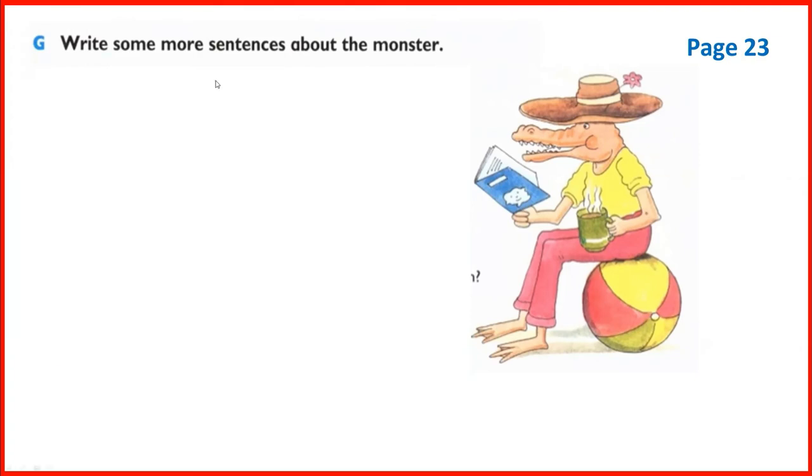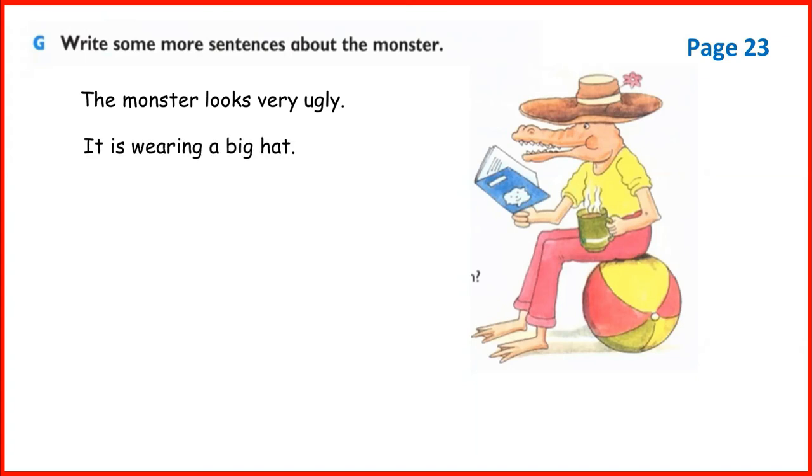Question G, write some more sentences about the monster. Now you have to write your own sentences about the monster. You can write the monster looks very ugly. Yes, it's very ugly. So you can write the monster looks very ugly. It is wearing a big hat. Yes, you can see here it's wearing a big hat. Its trousers are red. Yes, you can see its trousers are red.